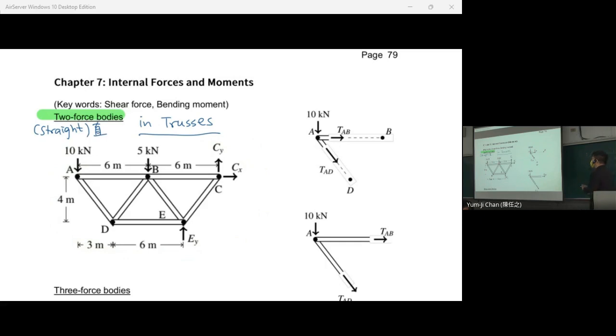We have straight two force bodies, and for example, we have AB and we have AD. To determine the forces in AB and AD, we cut AB and we cut AD, right? We cut here and we cut here. Because AB is a two force body, member AB is a two force body. It has only one force. This is tension, right? TAB. Is that okay?